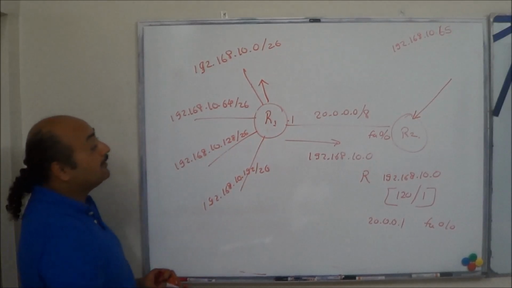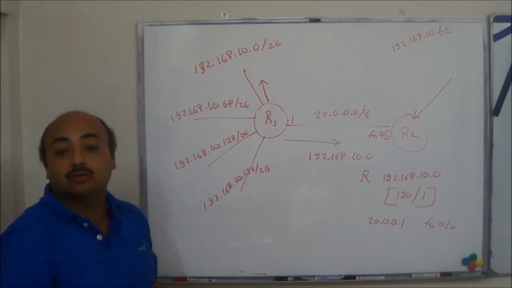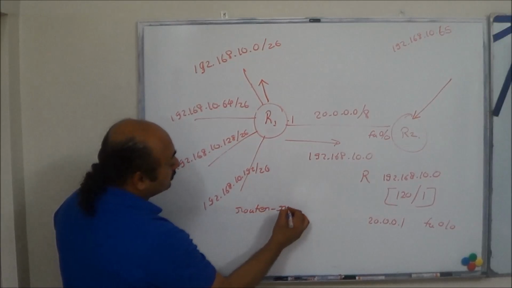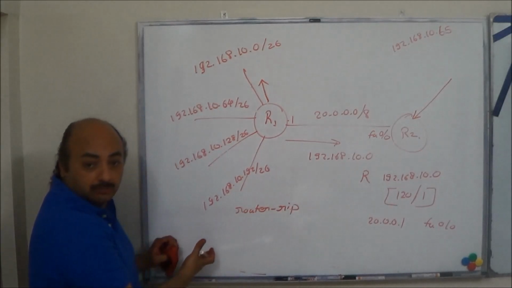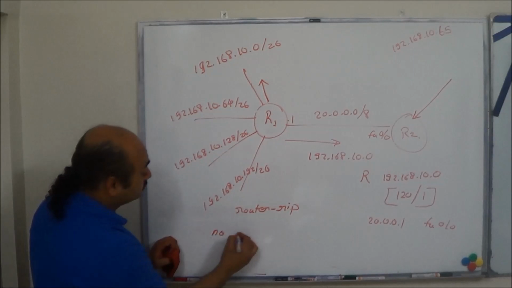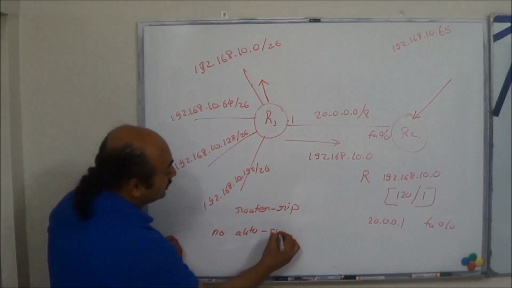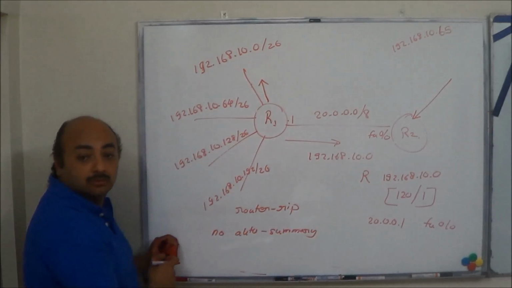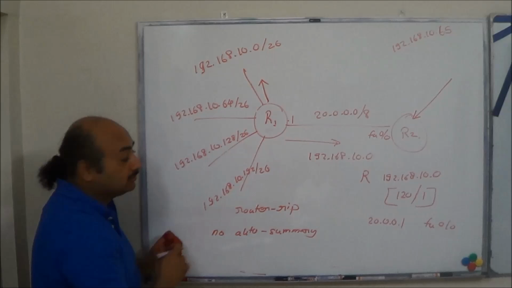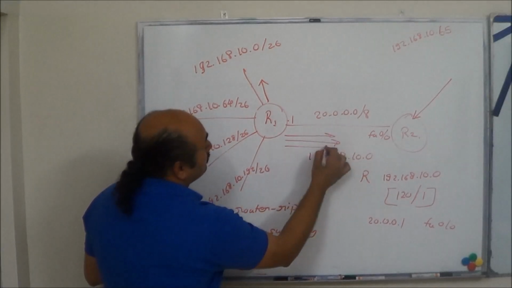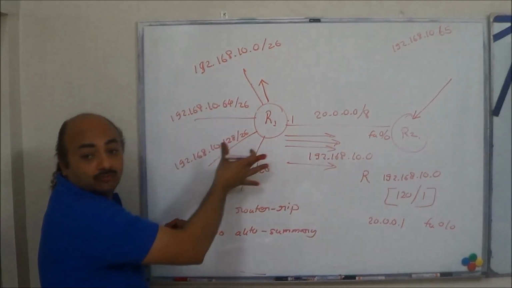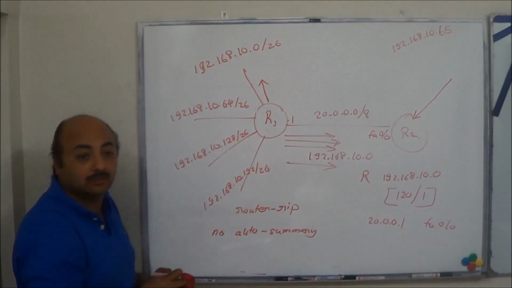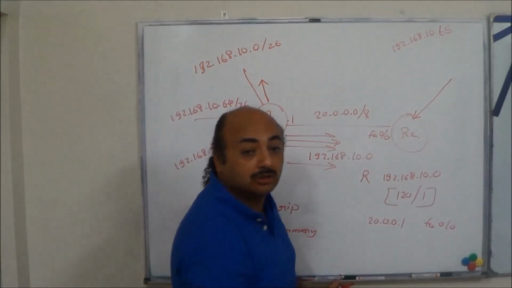Okay. Now, if we wanted to disable auto summary, what do we do? We do this. Going to the RIP mode, we say no auto summary. On what? R1. What will this result in? All four subnets being advertised here. Understand? Yes. So all 4 subnets will be advertised there, and this will have all the 4 subnets.